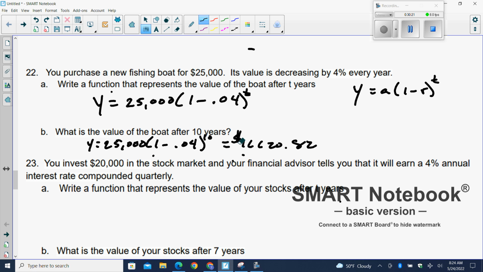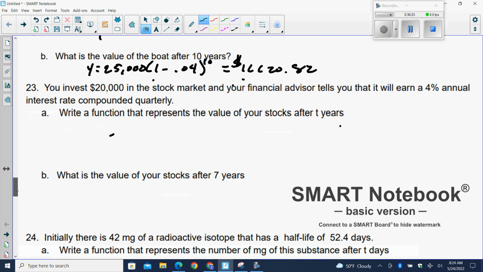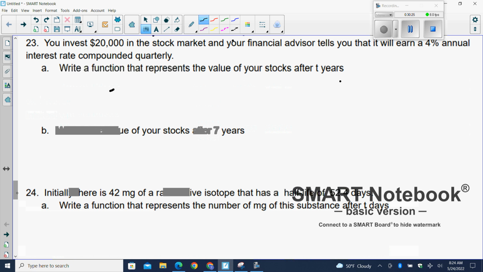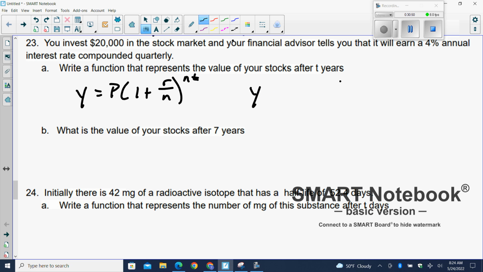Okay, here's exponential growth, exponential decay. Let's keep on going. You invest $20,000 in the stock market. Your financial advisor tells you it will earn 4% annual interest rate compounded, keyword, quarterly. Now I know I am using compound equations, so y equals principal. You can call it A or P, it doesn't really matter. Times 1 plus R over N raised to the NT.